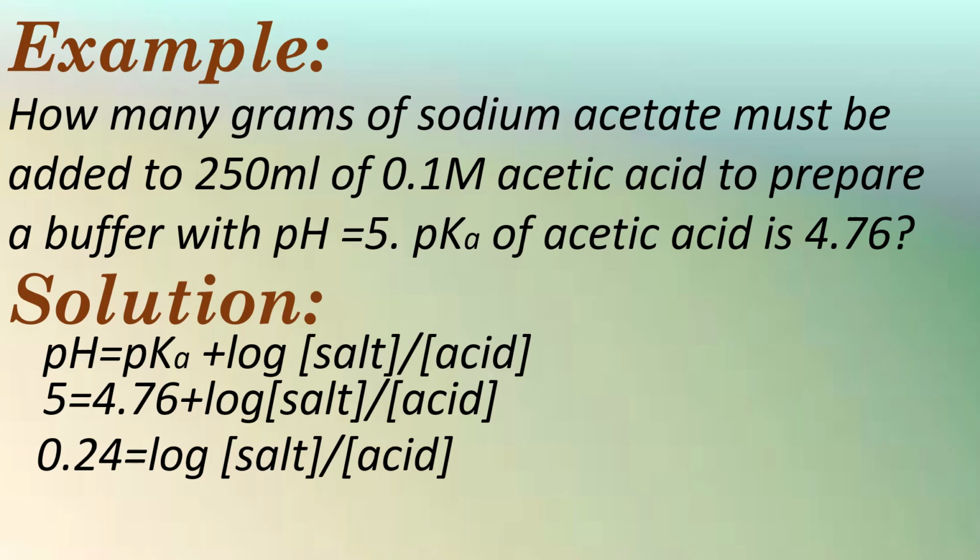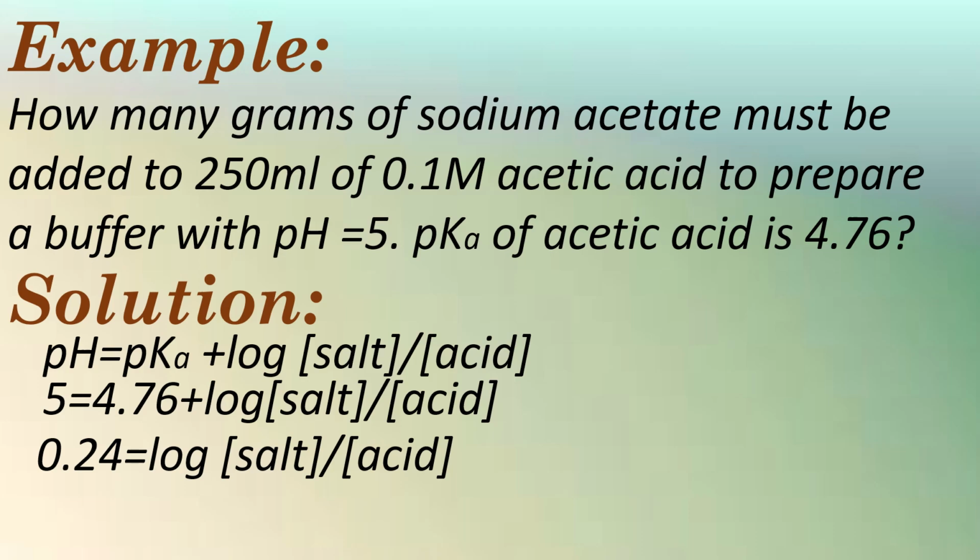Example. How many grams of sodium acetate must be added to 250 ml of 0.1 molar acetic acid to prepare a buffer with pH equal to 5? pKa of acetic acid is 4.76. So we have a buffer system of sodium acetate and acetic acid.